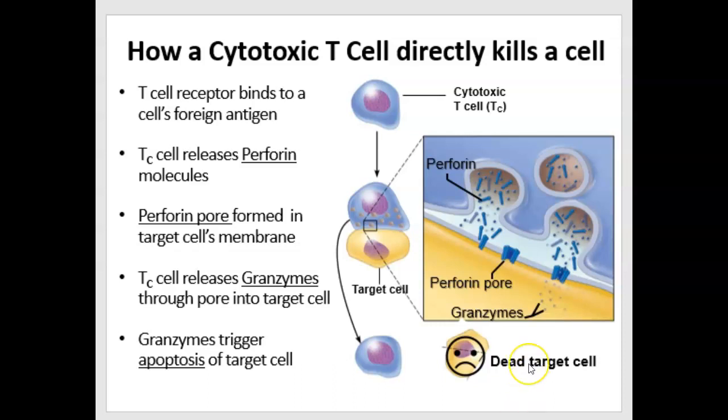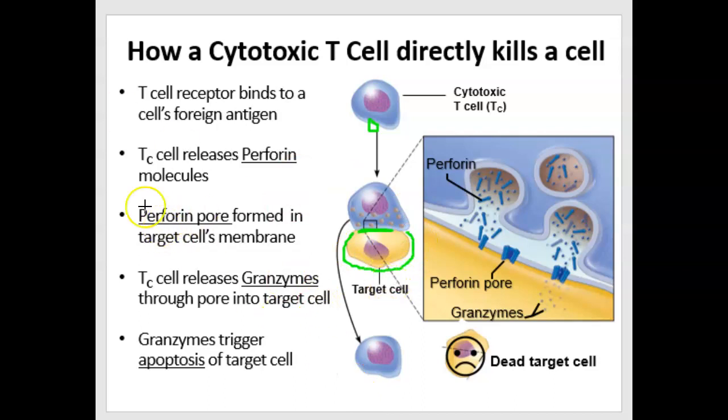Let's just show you a picture of how a cytotoxic T cell can directly kill a cell, though. That's kind of cool. So the T cell receptor binds to a foreign antigen on the target cell. We'll say this yellow cell is a foreign cell, and it's got some kind of foreign surface molecule that we'll call a foreign antigen. And the T cell has a receptor that recognizes that, so they bind together.